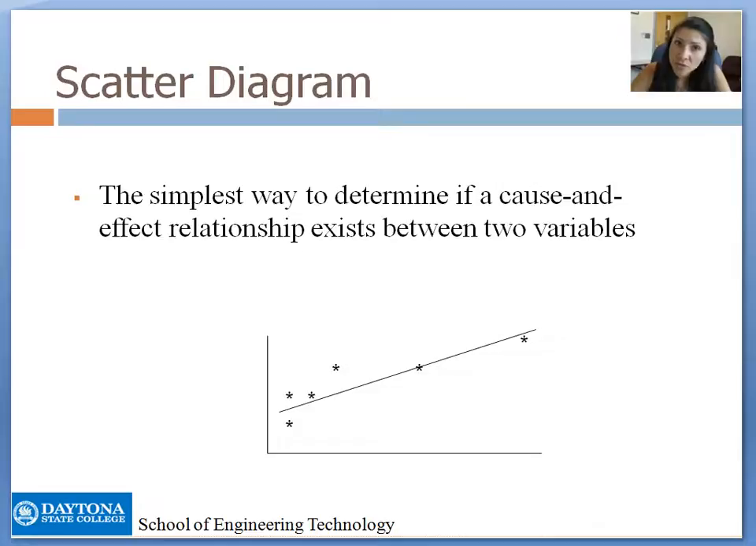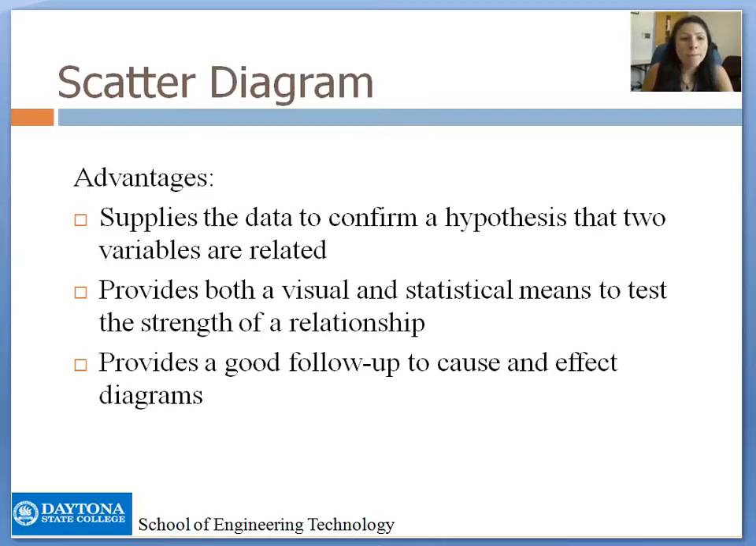It is another visual tool, so it is the simplest way to determine if a cause and effect relationship exists between 2 variables. If you have more than 2 variables, the scatter diagrams are not good. You might have to use a multi-variable diagram in order to understand the relationship between them. So the scatter diagram is only for 2 variables.